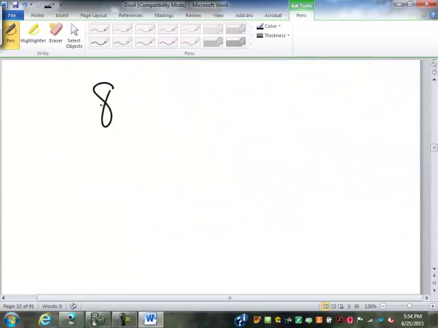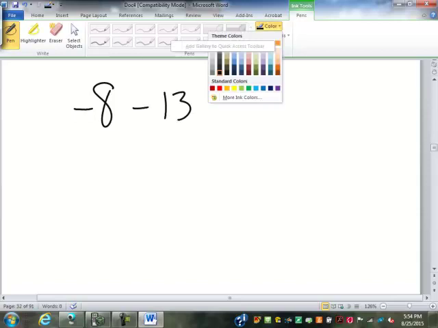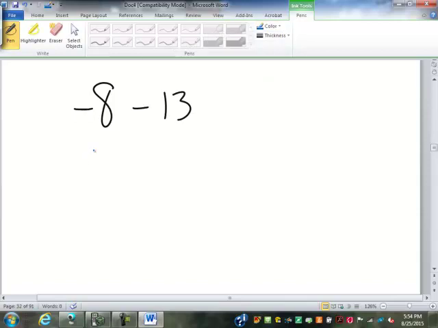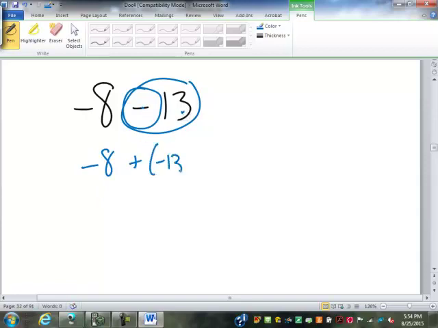Something like a negative 8 minus 13. I'm going to change that. The subtraction means add the opposite of whatever follows it. So the negative 8 doesn't change, but this becomes plus. The opposite of a positive 13 is a negative 13. And once it's in that form, it's negative 8, negative 13, has to be a negative 21.